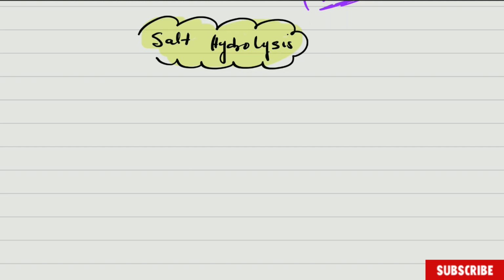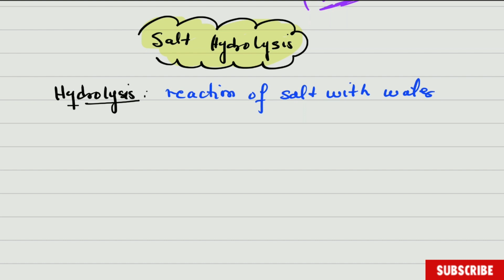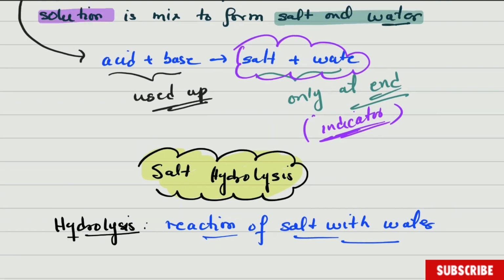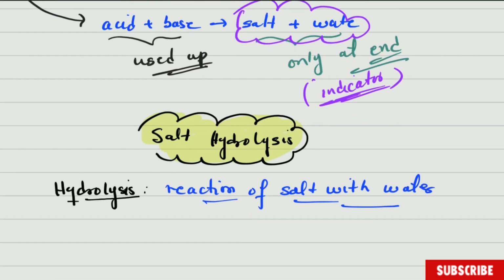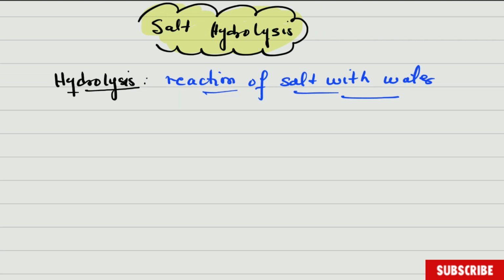Today we're going to be talking about salt hydrolysis. Now, by definition, what is hydrolysis? Hydrolysis is the reaction of salt with water. That is what hydrolysis is. What salt are we talking about? Well, the salts we prepared previously in the neutralization or acid-base reaction. That is what we are talking about.